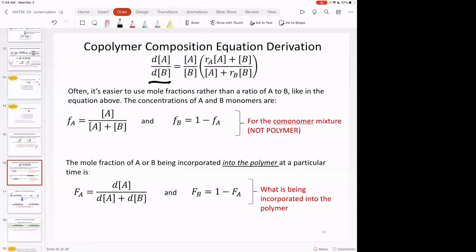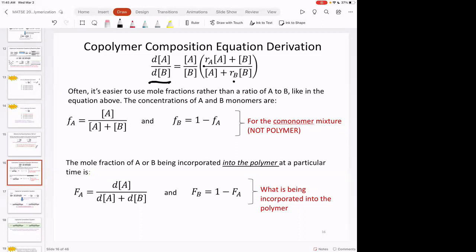So the change in monomer A versus the change in monomer B is going to tell us what monomers from solution go into the copolymer. We know what reactivity ratios are now, and we just need information on the concentrations. Sometimes that's given. I'll tell you what the concentration of A is. I'll tell you what the concentration of B is. But more often, we're interested in the mole fraction.